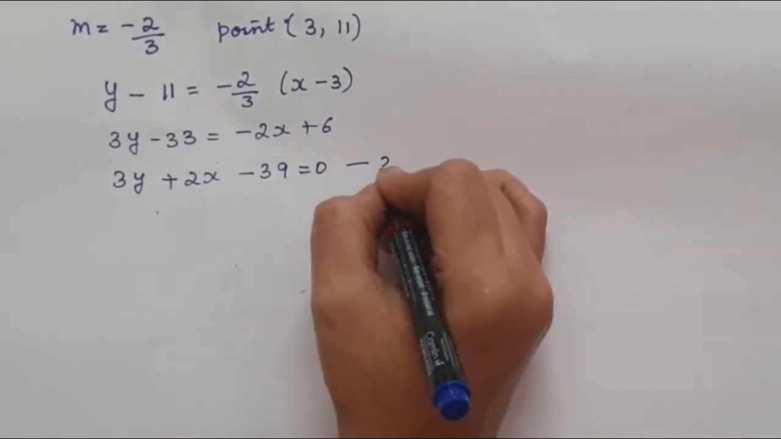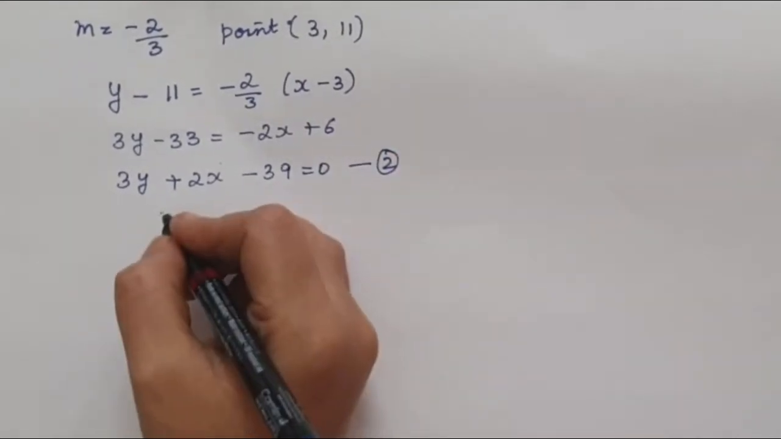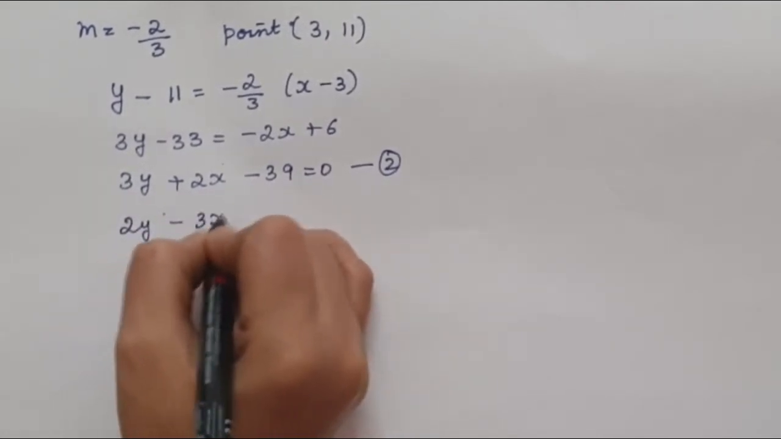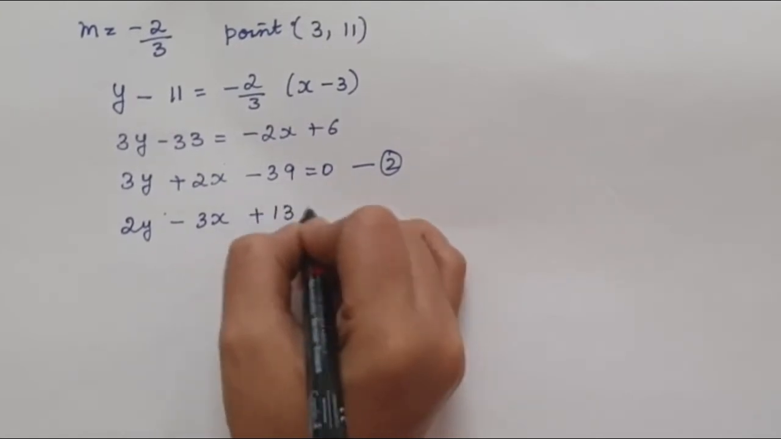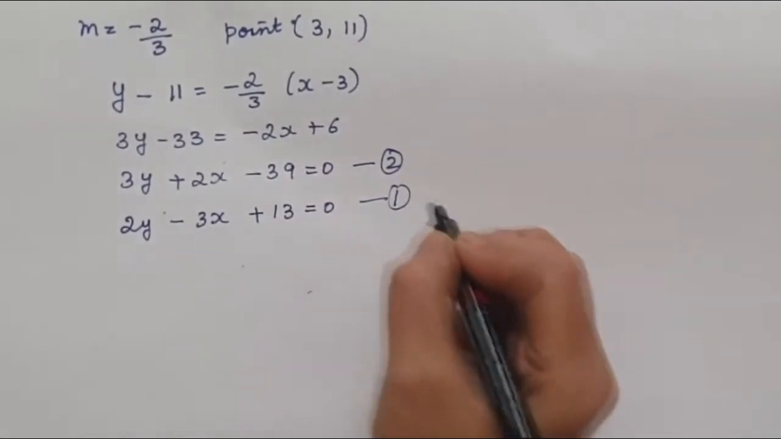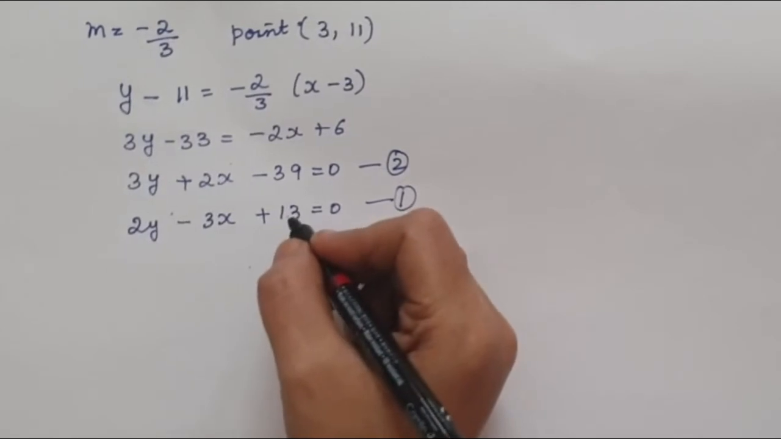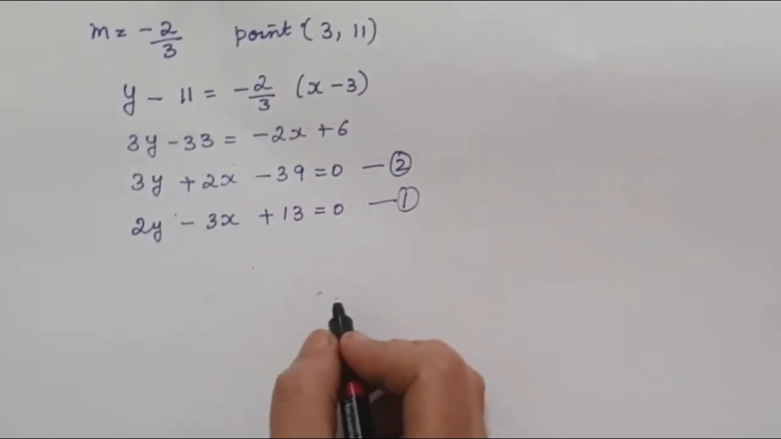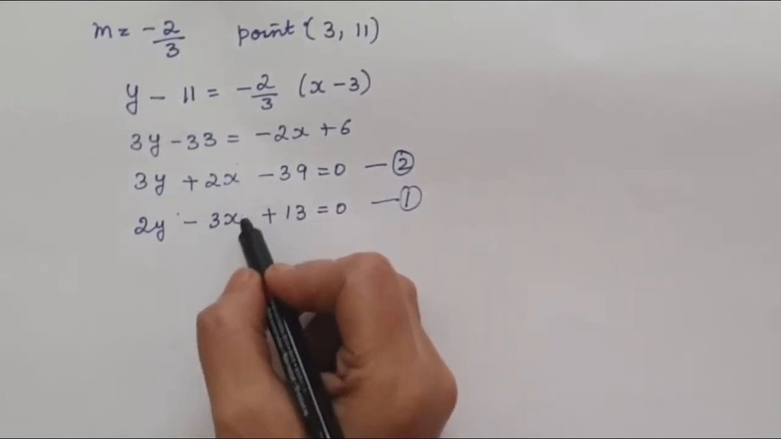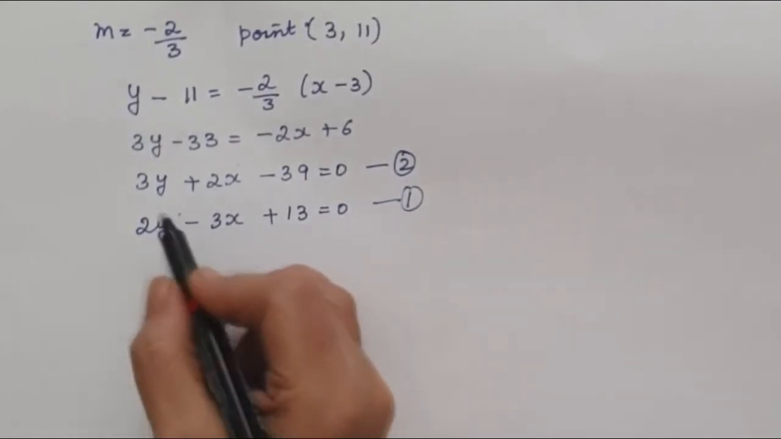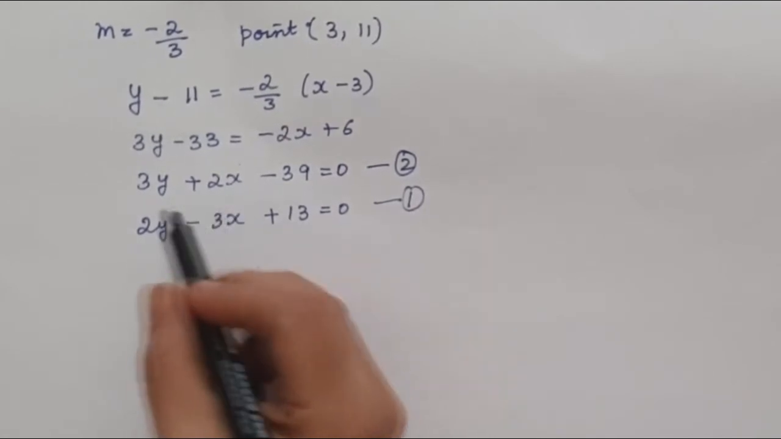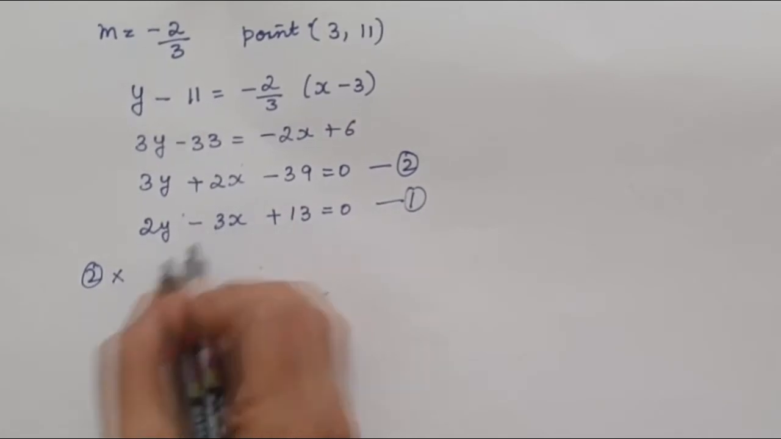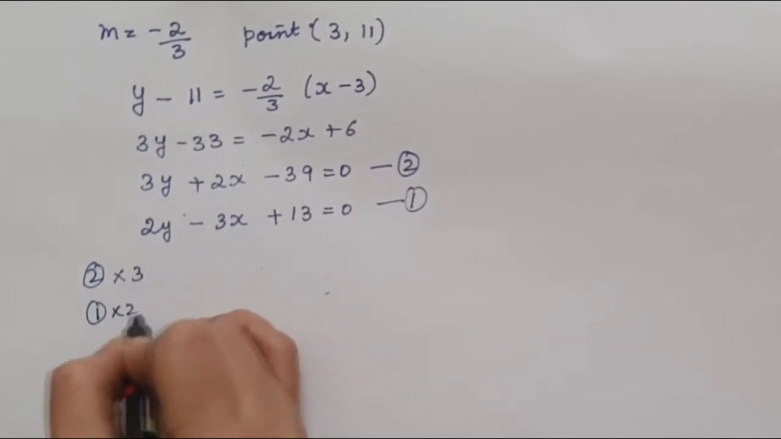Now we'll take this as our equation 2. And previously we got that equation, we'll take it as 1, that is 2y minus 3x plus 13 will be equal to 0. Now we solve these two equations simultaneously. The values of x and y we get will be the coordinate of C, because these two lines intersect at the point C. Now, in order to solve these two simultaneously, we'll multiply our second equation by 3 and our first equation by 2.